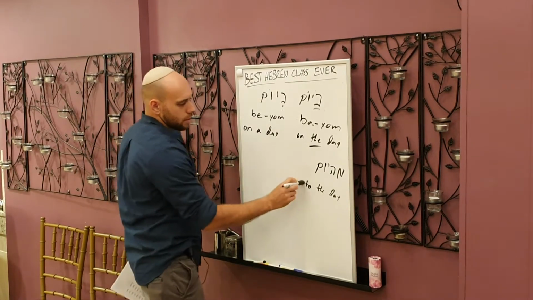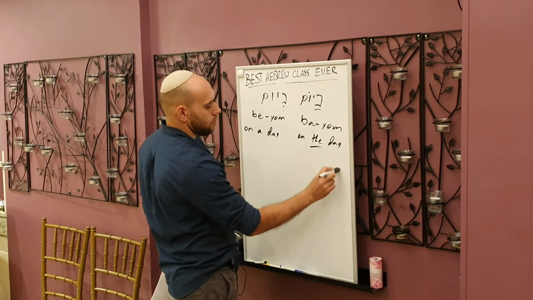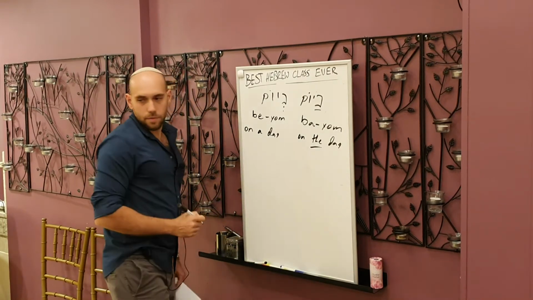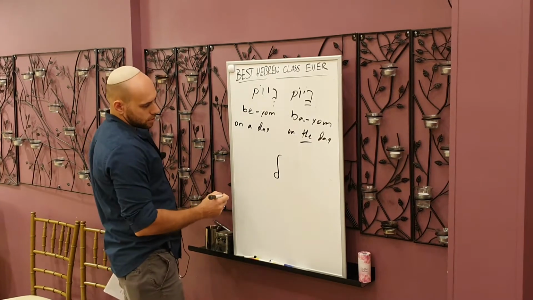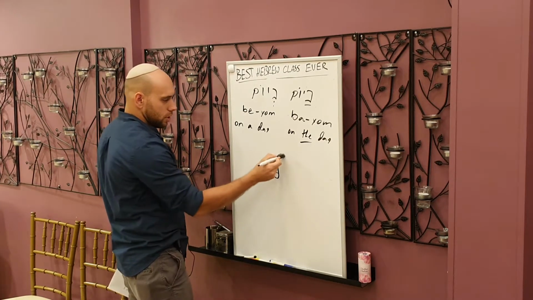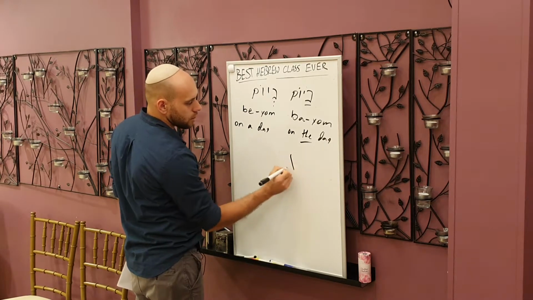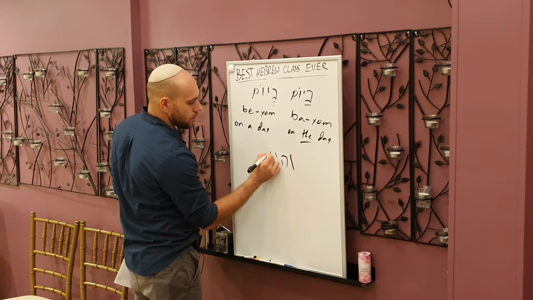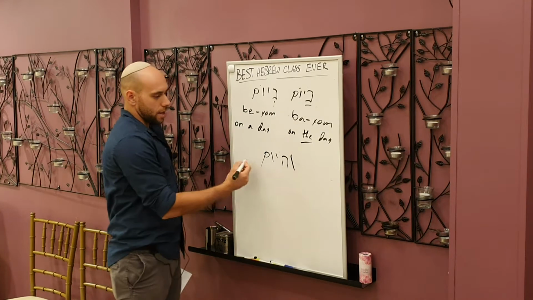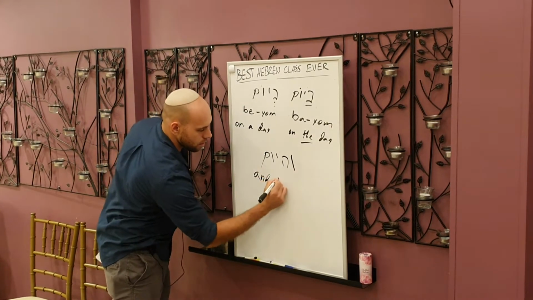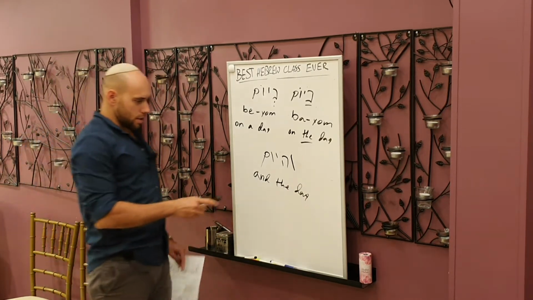Okay. Now let's say you want to say "and the day." Also, you can do that. You sure what a lamed looks like? Yeah, the lamed looks like this. That's the lamed. So if you want to say "and the day," it's the same thing. You do ve. Bayom. Vehayom, and the day. And the day, right? And so forth.